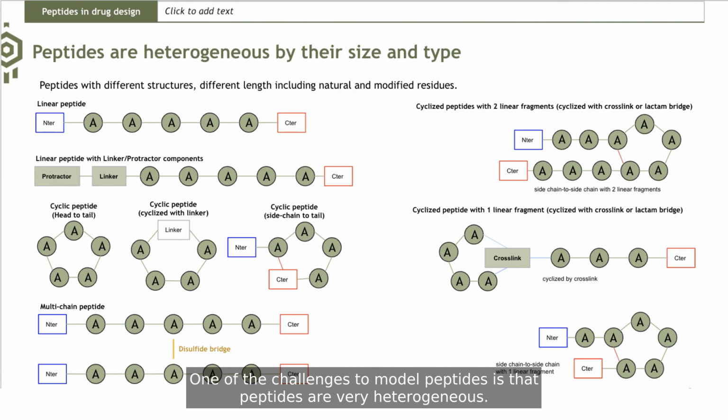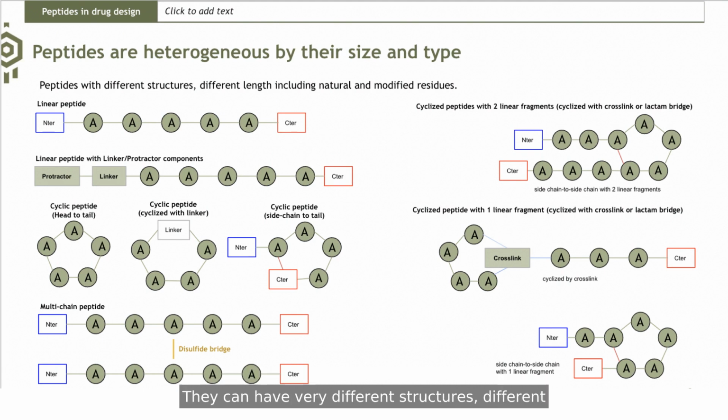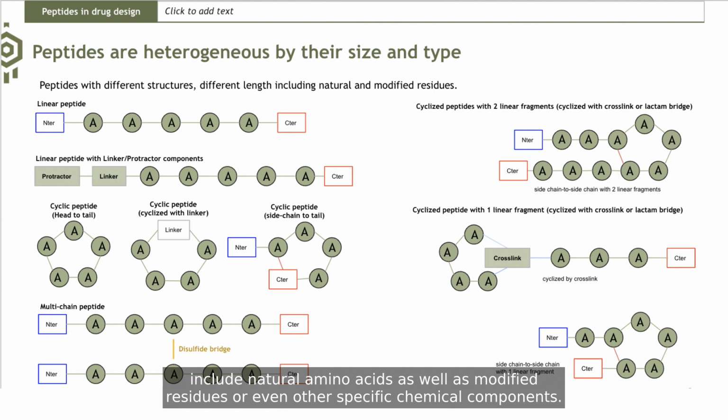One of the challenges to model peptides is that peptides are very heterogeneous. They can have very different structures, different length, they can be linear or cyclic, and they can include natural amino acids as well as modified residues, or even other specific chemical components.